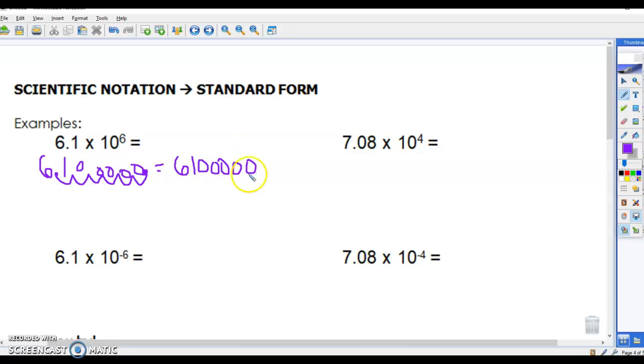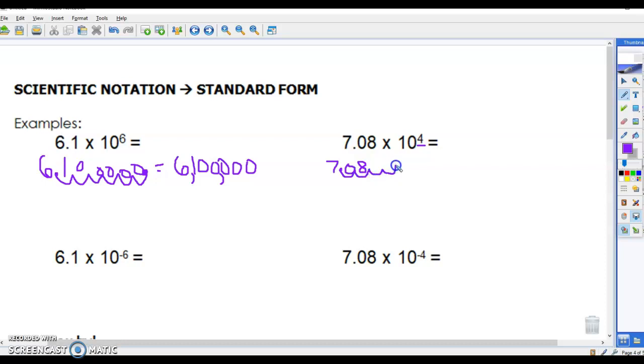And then go back and put your commas in. 1, 2, 3, comma. 1, 2, 3, comma. Scientific notation, standard form. Let's try this one. Now we're moving 4 places to the right. Notice I'm not adding 4 zeros. You can't, because those 2 have taken up 2 of those places.